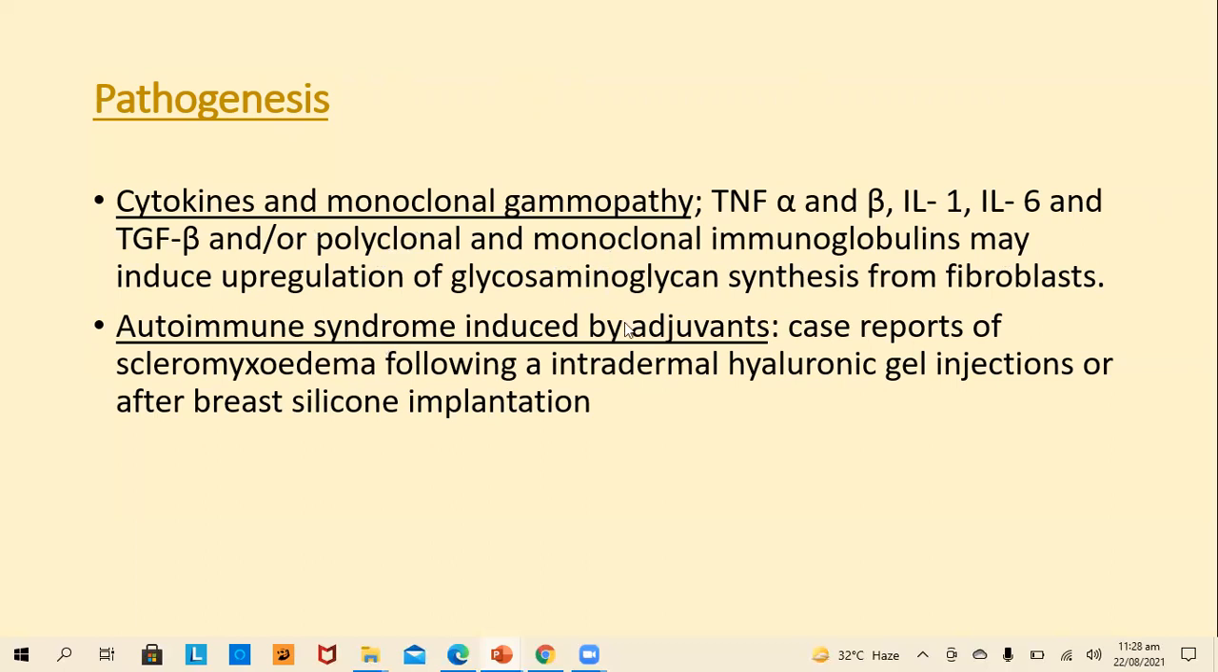Autoimmune syndromes induced by adjuvants. There are case reports of scleromyxoedema following intradermal hyaluronic gel injection or after breast silicone implantation.